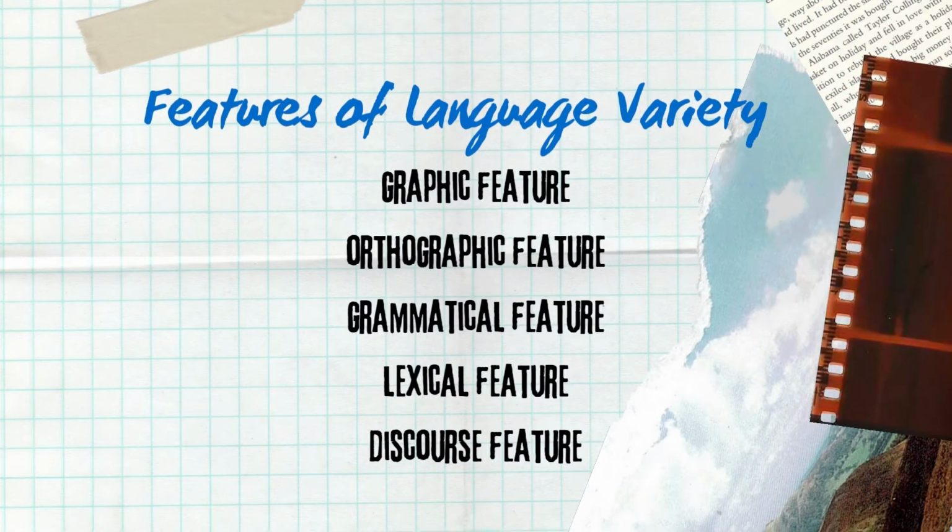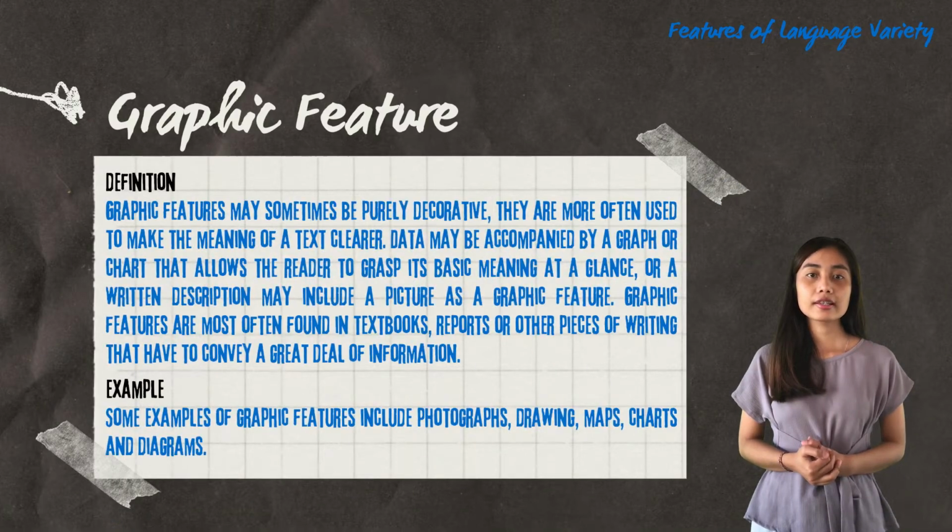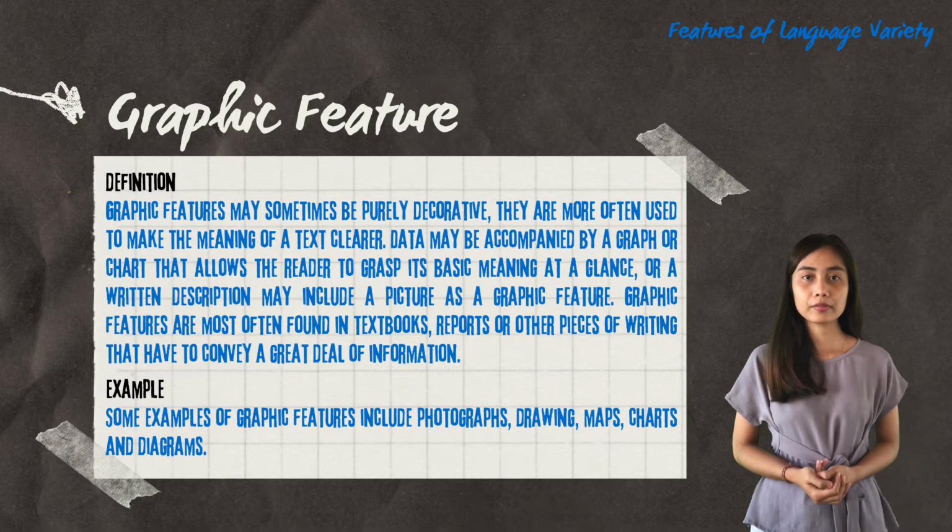The next topic is features of language variety. In features of language variety, there are five features: graphic features, orthographic features, grammatical features, lexical features, and discourse features. Alright, the first one is graphic features.